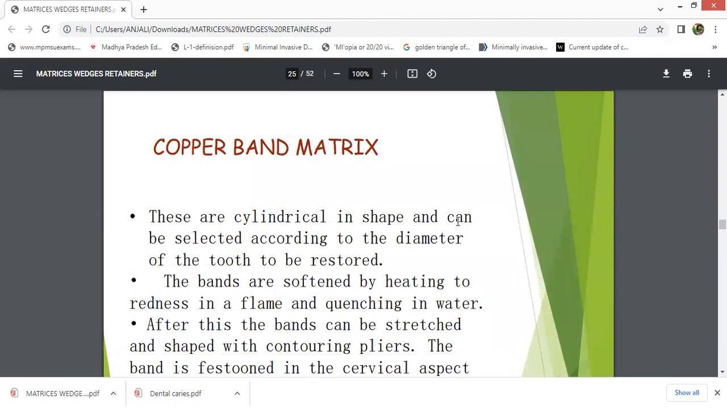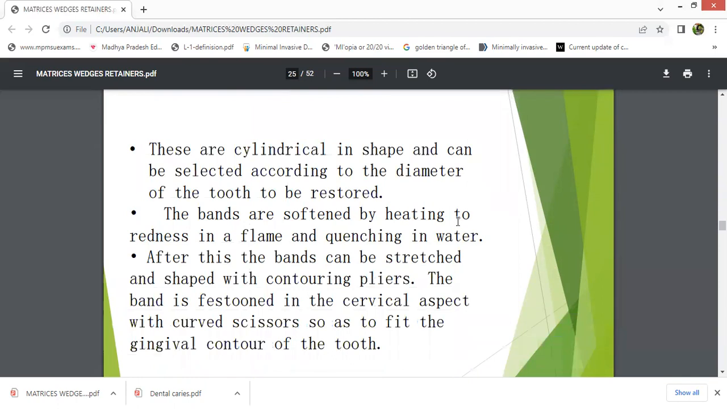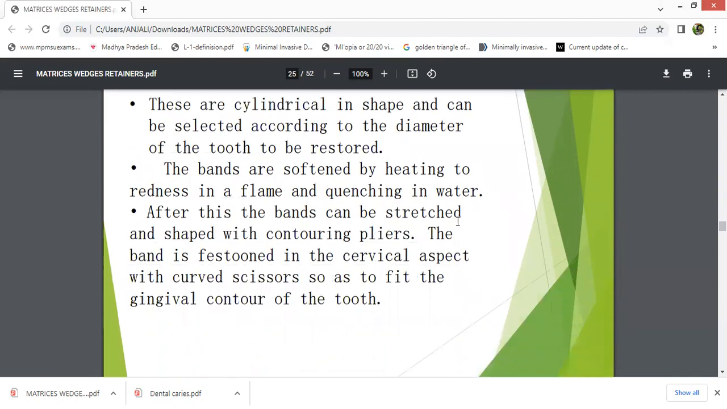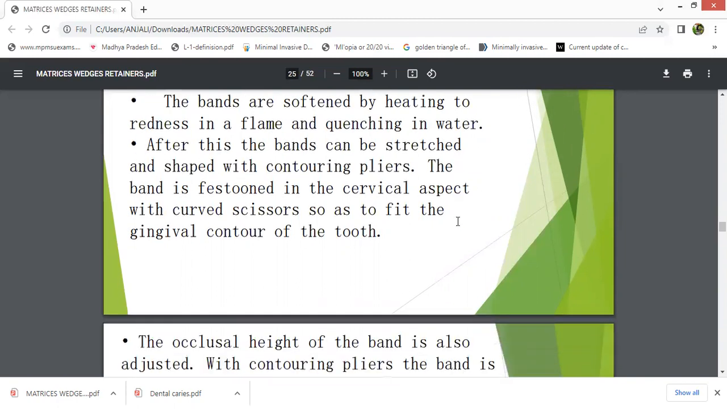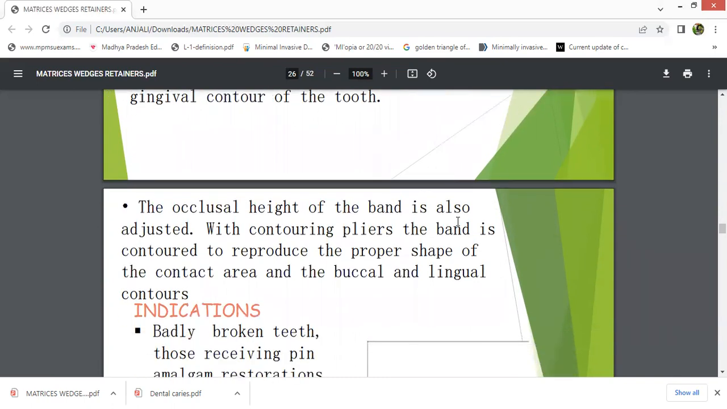These are cylindrical in shape, and can be selected according to the diameter of the tooth to be restored. The bands are softened by heating to redness in a flame and quenching in water. After this, the band can be stressed and shaped with a contouring plier. The band is trimmed at the cervical aspect with curved scissors so as to fit the gingival contour of the tooth. The occlusal height of the band is also adjusted with the contouring pliers. The band is contoured to reproduce the proper shape of the contact area and the buccal lingual contour.